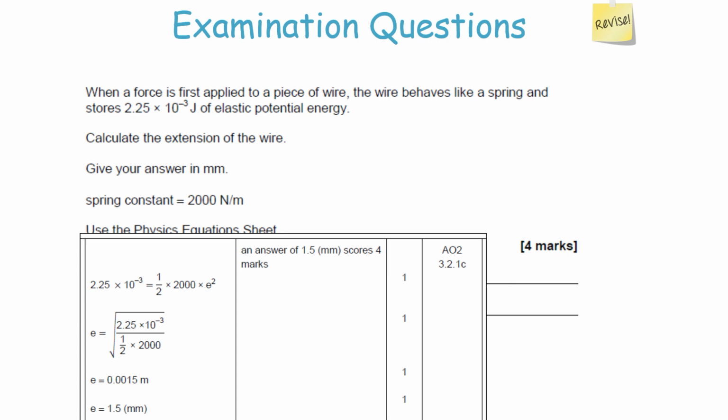You can then pop in all your numbers and make sure you put brackets in where needed, because if you just put them in without the brackets, sometimes the calculator won't work it through correctly, and we get our answer out of 0.0015. But because we've used joules and because we've used newtons per meter, our extension is going to be given in meters. Now the question asked us to give our answer in millimeters, so we're going to have to convert 0.0015 meters into millimeters, which is 1.5 millimeters.